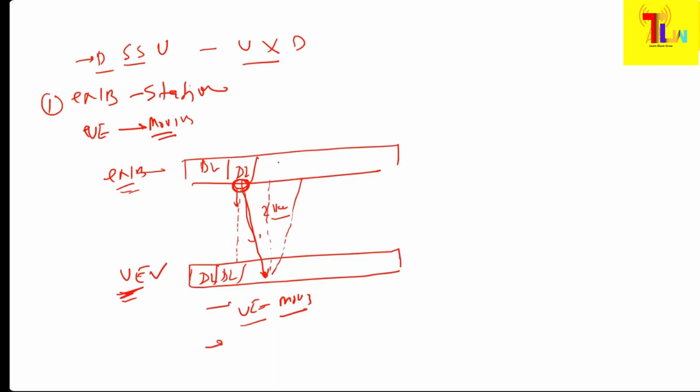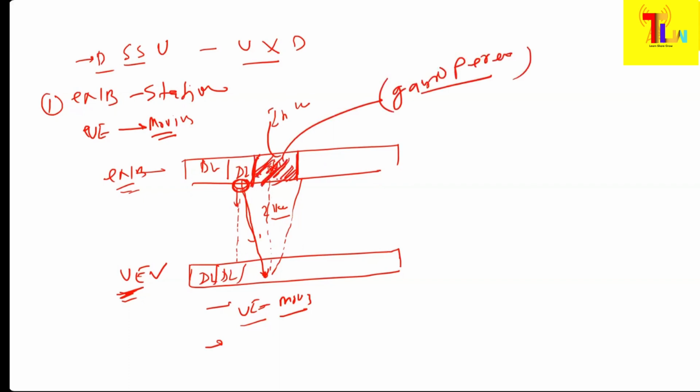But if we have uplink or downlink at this moment here, then this particular area will be interfered. So what we do, we create a guard period, so that this area should not collide or be interfered. Then we start the uplink.